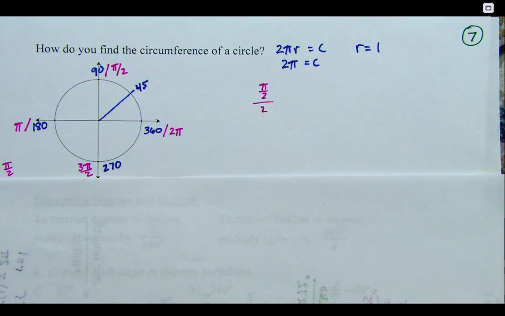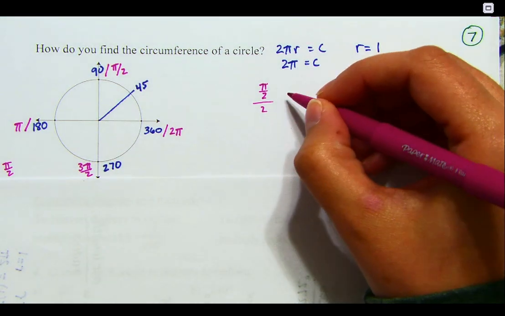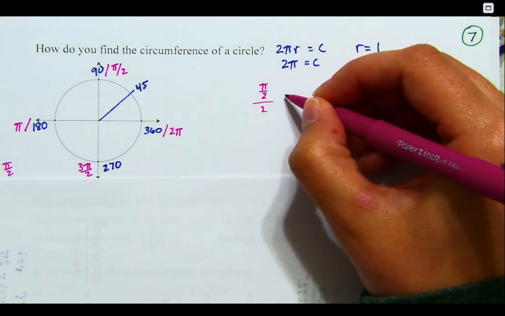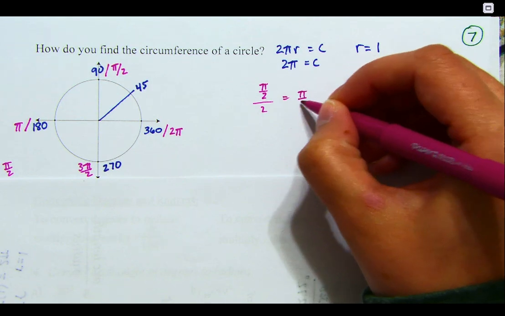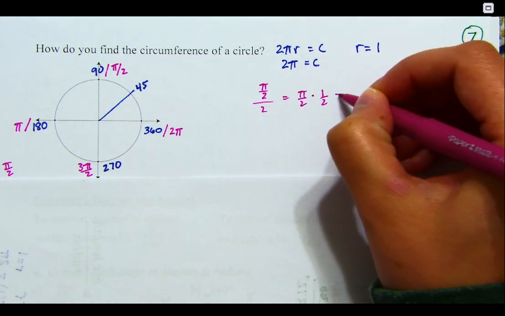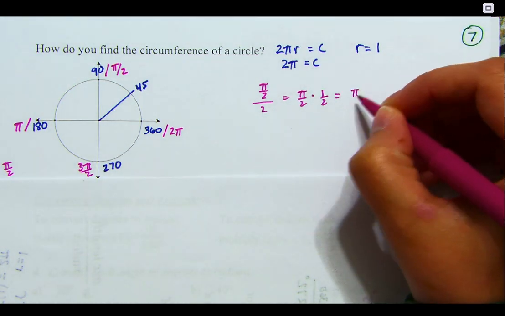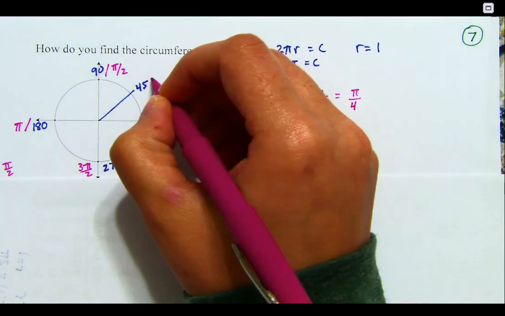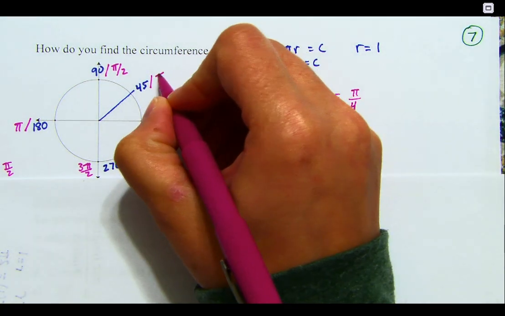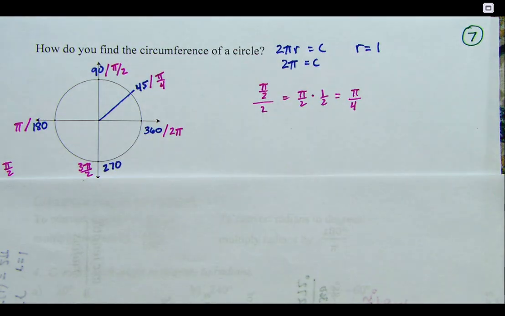Now we know we don't divide fractions. Instead, we multiply by the reciprocal. So this would really mean pi over 2 times 1/2. And then we're just multiplying straight across. So this would be pi over 4. That would be its radian equivalent. Okay. Now again, I can take that further.